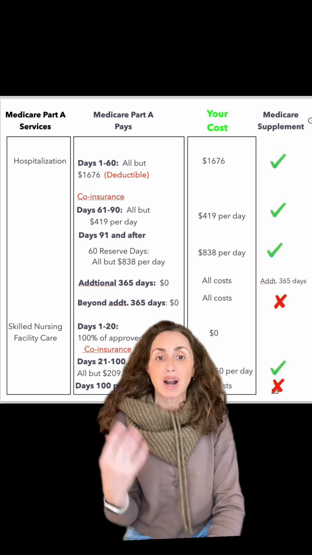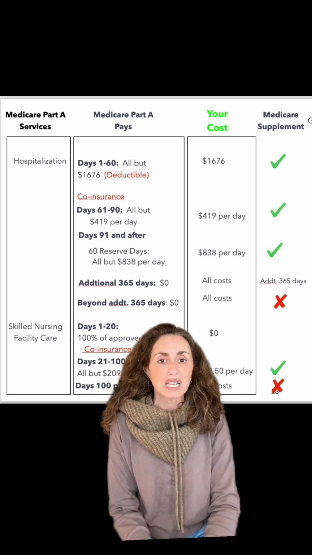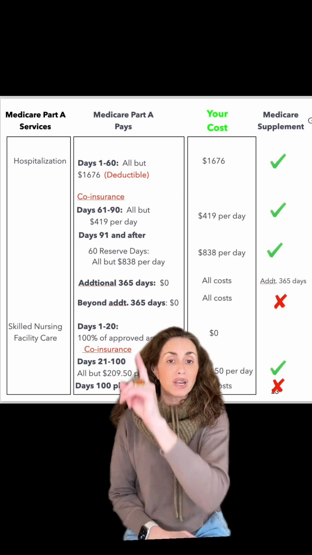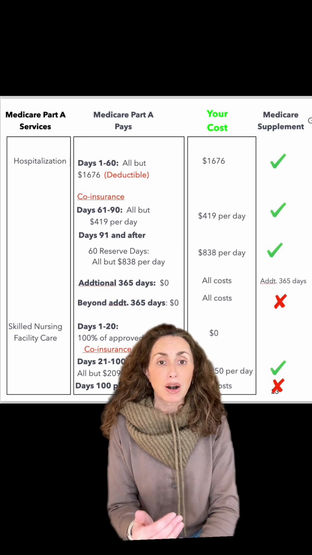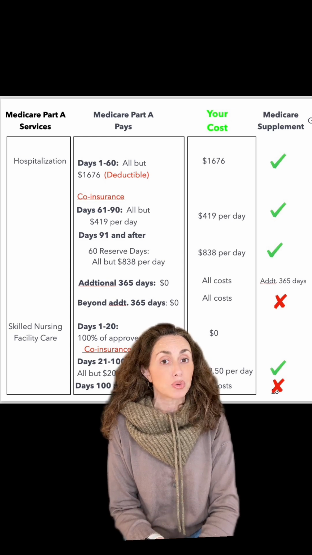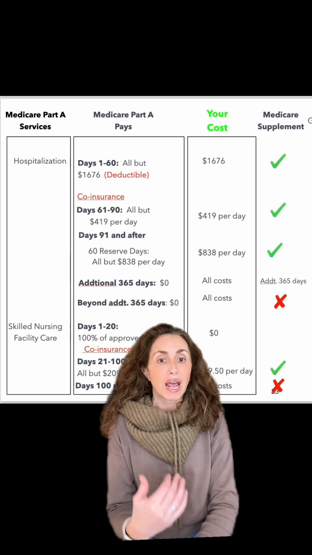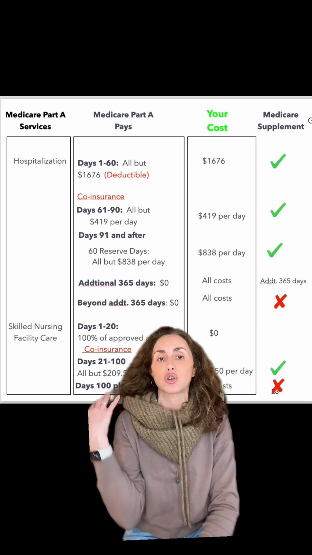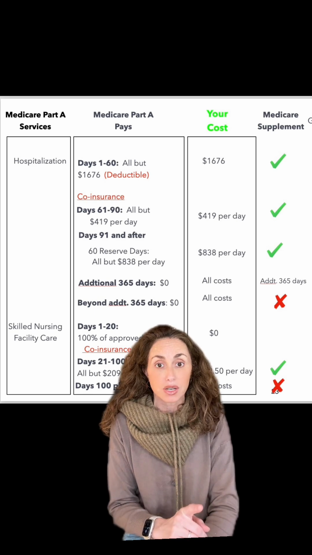Medicare Part A is your hospital coverage, inpatient hospital coverage. If you look to the top of the chart, whether you are in the hospital one night or up to 60, the Medicare Part A deductible in 2025 is $1,676. If you don't have a supplement, that's your cost. But if you get Medicare Supplement Plan G, it is covered.